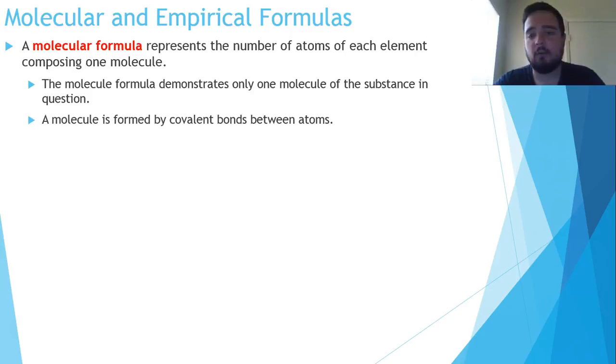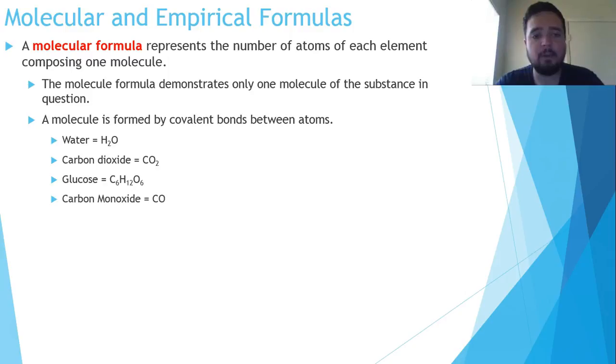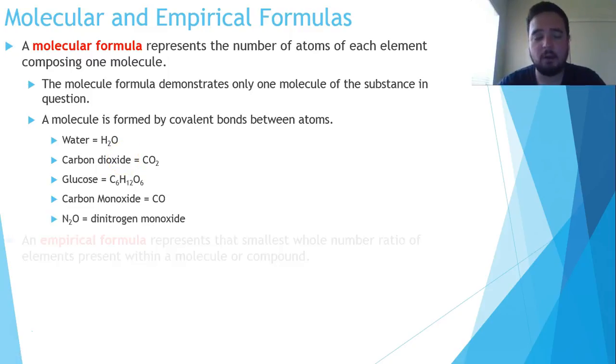A molecule is formed by the covalent bonds between atoms, which we've already talked about in these other videos. So water is a molecule. The molecular formula for water is H2O. Carbon dioxide is CO2. Glucose, which is sugar, is C6H12O6. Carbon monoxide is CO. As you can tell, carbon dioxide and monoxide are really close to each other, both in name and in formula, but they're two distinct molecules. We'll dive into how these names diverge in just a second. And then we have dinitrogen monoxide, N2O.